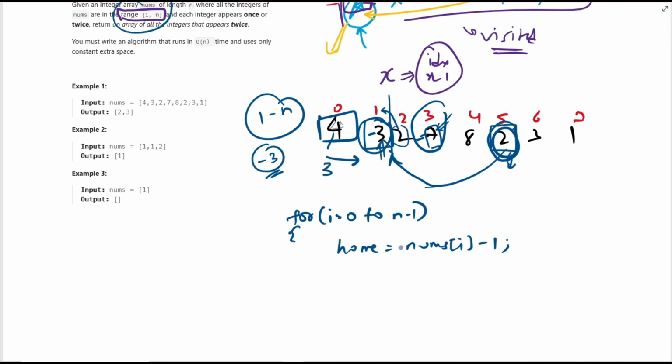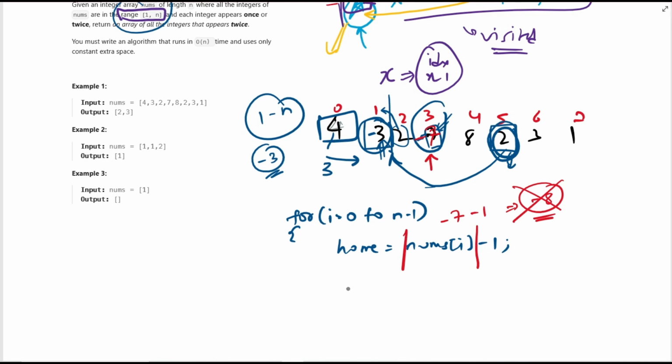But make sure that you take the absolute of this, because whenever you try to make a home for 7, but 4 has modified it to be minus 7, right? So this will be like minus 7 minus 1, and you will try to access a home which is not there, a home for which the index is not there. So that is totally wrong. That is the reason we will take an absolute.